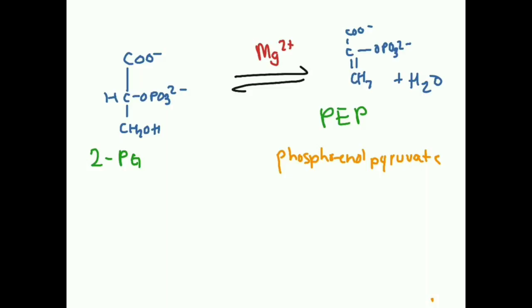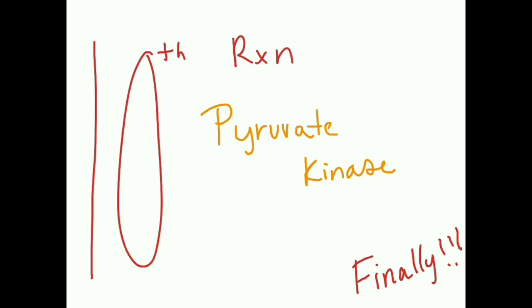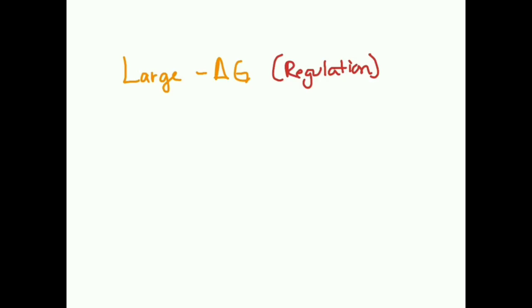And last but not least is the 10th reaction of glycolysis, which is pyruvate kinase. This reaction has a large negative delta G, which is for regulation. So you have 3 reactions that regulate glycolysis, which is the first reaction, the third reaction, and this last reaction.